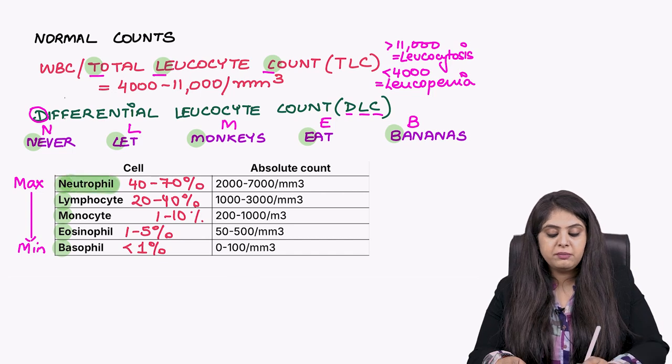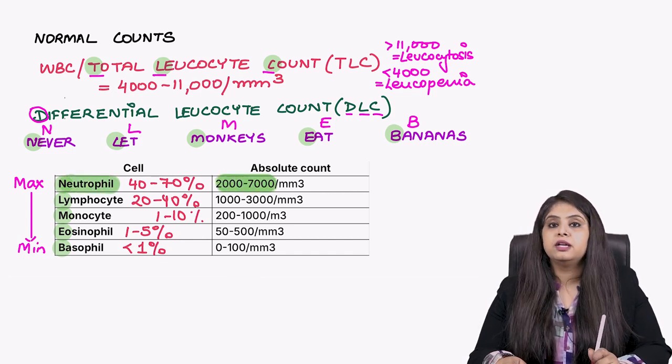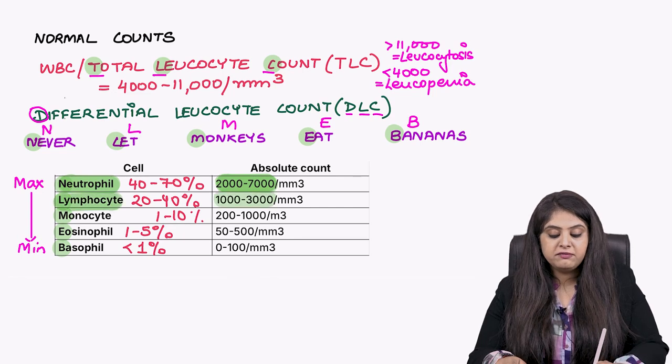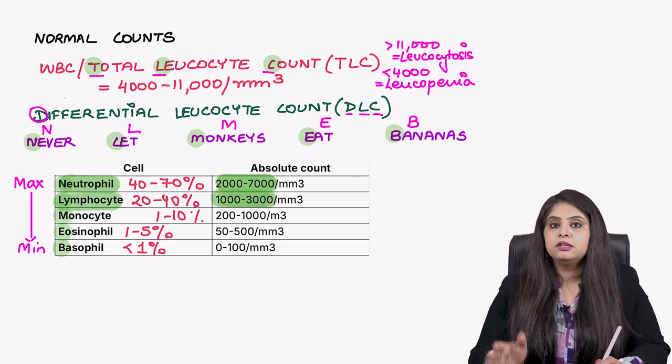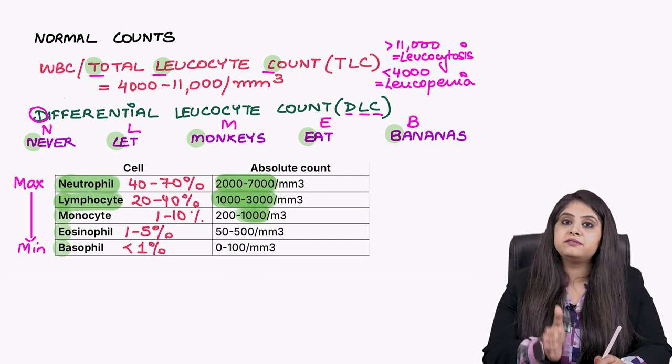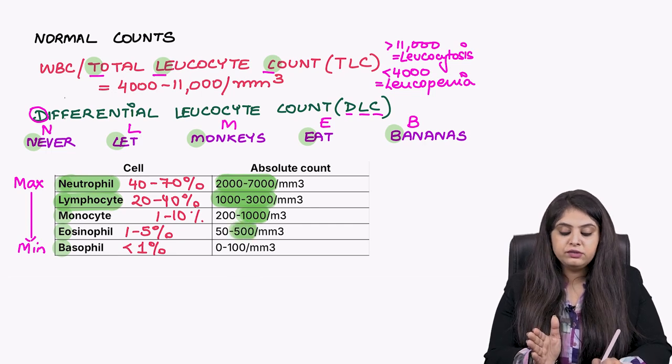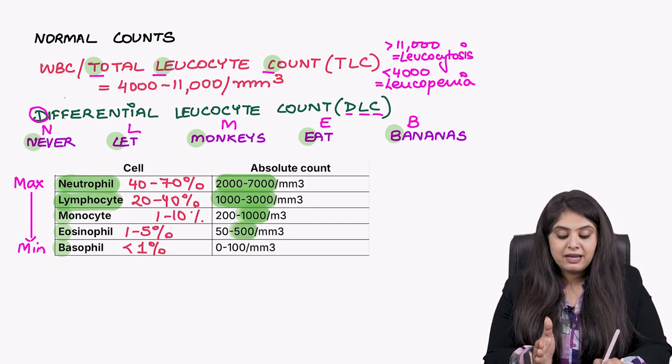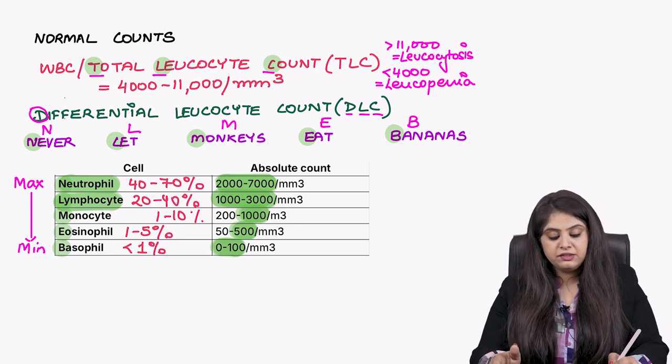So neutrophils are between 2,000 to 7,000. Lymphocytes are between 1,000 to 3,000. The lower limit is 1,000, so monocytes have to be less than that. Monocytes are less than 1,000. Do it half: the eosinophils are less than 500 and basophils are less than 100. So very easy to learn.